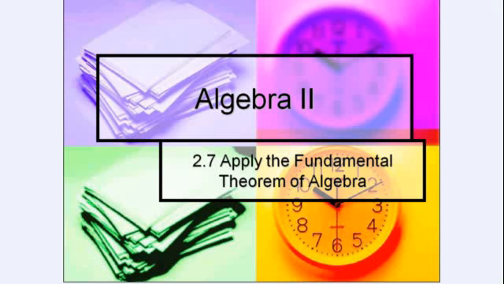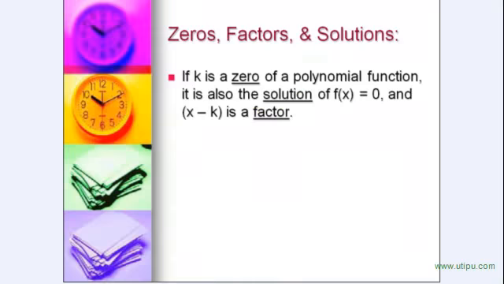2.7. Apply the fundamental theorem of algebra in Algebra 2. Zeros, factors, and solutions. If k is a zero of a polynomial function, it is also the solution of f of x equals 0, and x minus k is a factor.